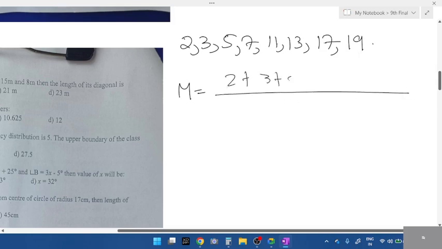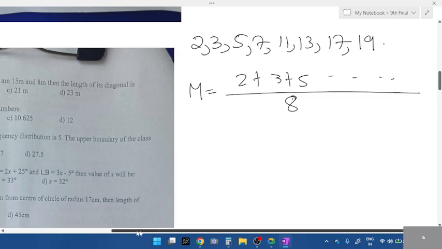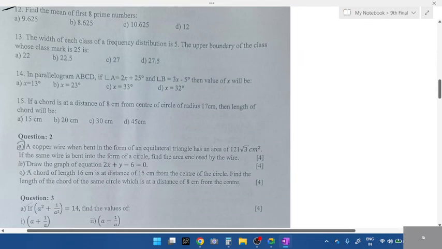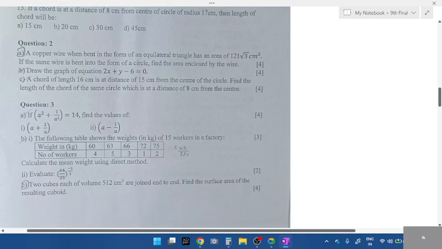2 plus 3 plus 5 plus 7 and so on. You have to add everything and divide it by how many prime numbers are there? 8. Will you try this later? We'll ignore that. The rest is not required.